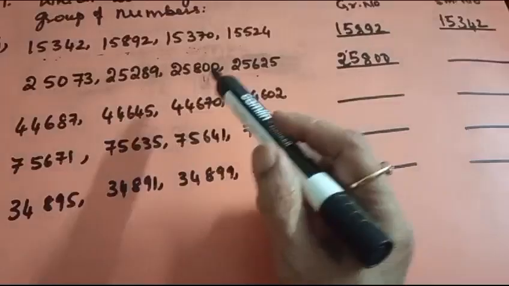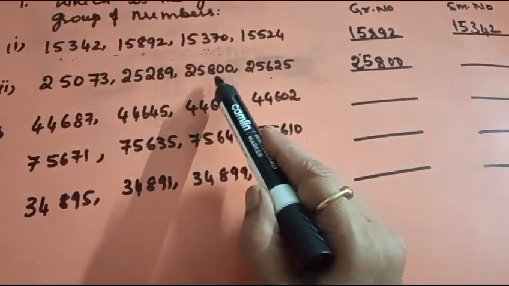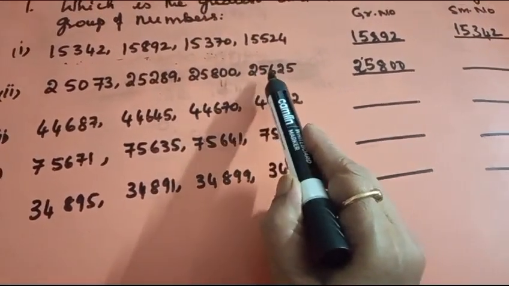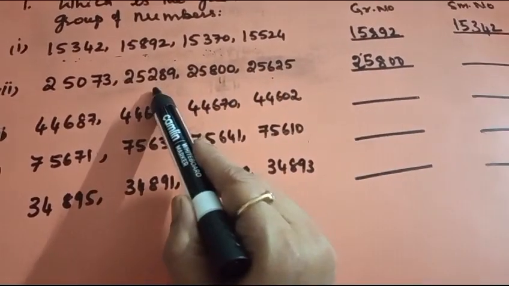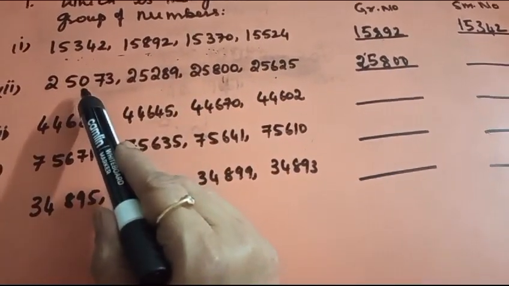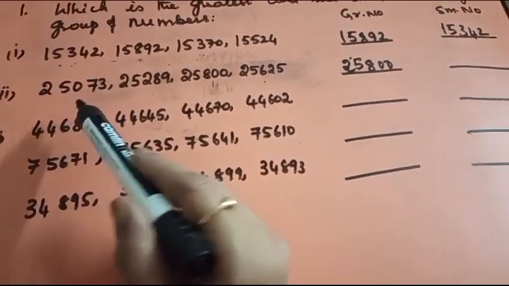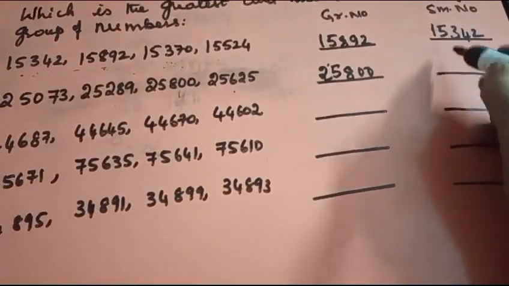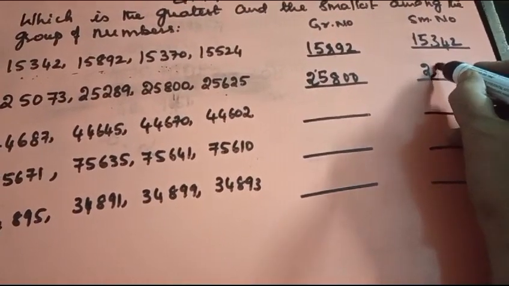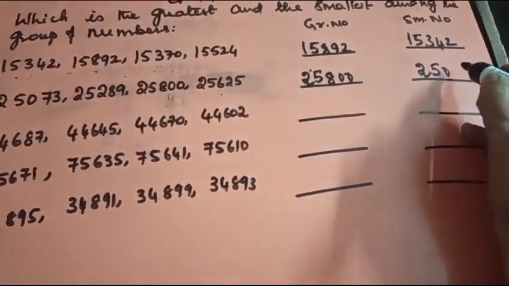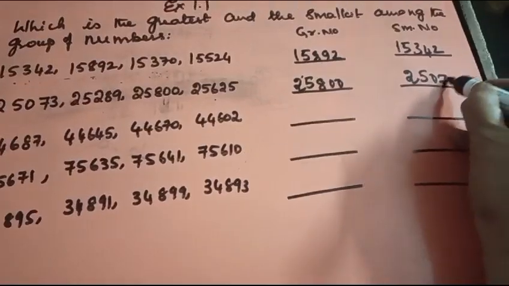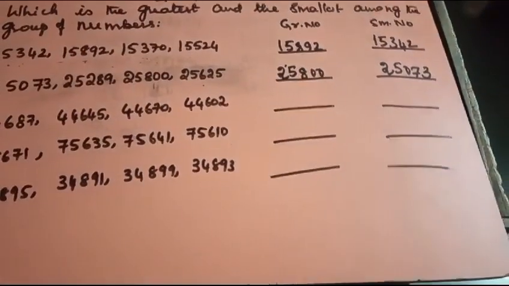Now for the smallest one, we have already taken 8. The remaining you have 6 here, 2 here, 0 here. So the smallest value is 0. So 25,073 is the smallest value.